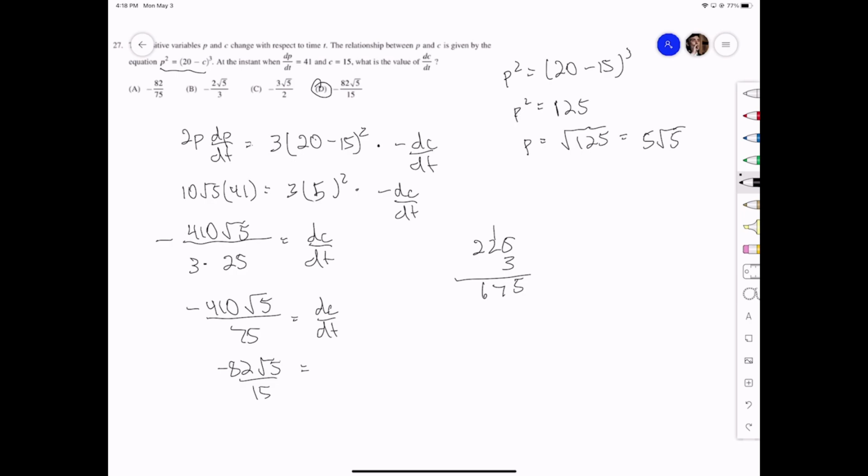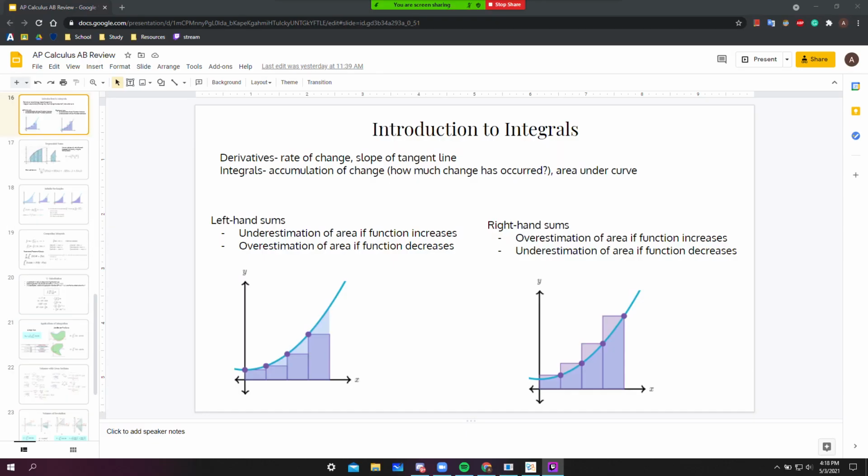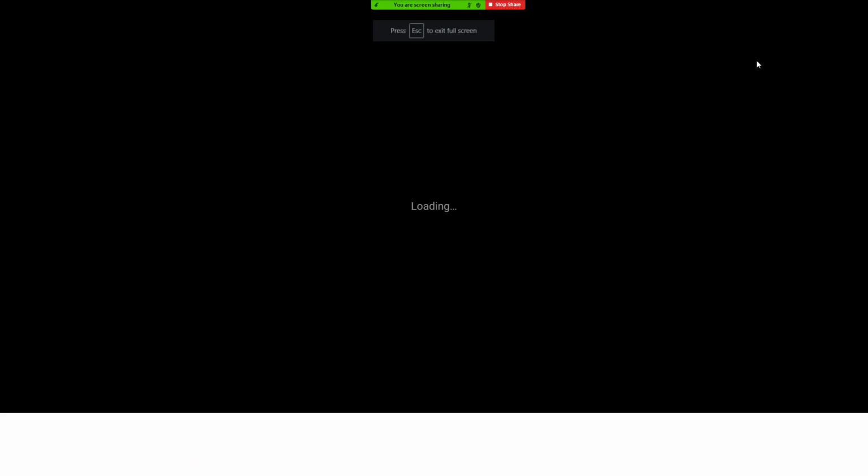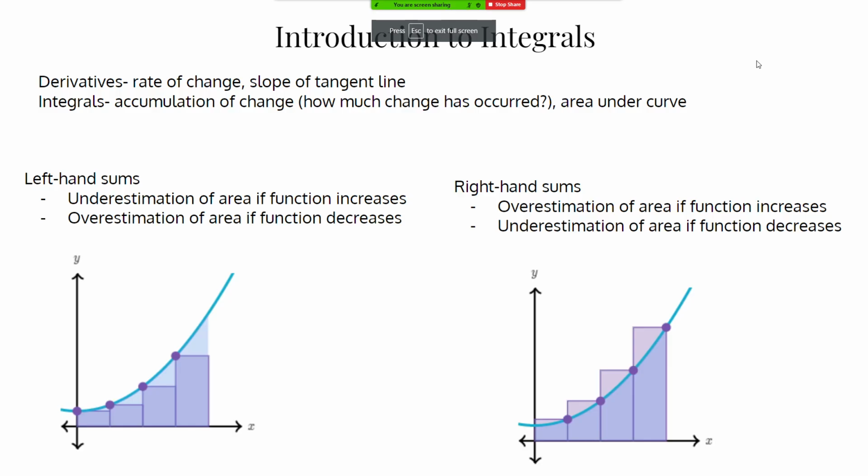So integrals. Derivatives are the rate of change, the slope of a tangent line, but integrals are the accumulation of change, like how much change has occurred, and they're the area under the curve.